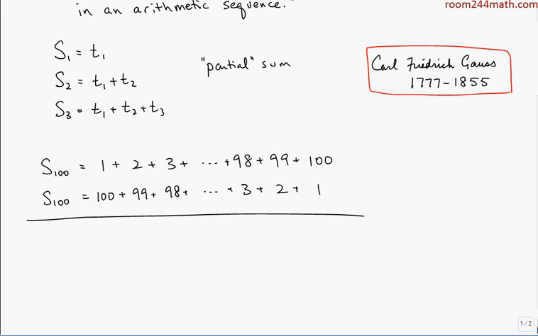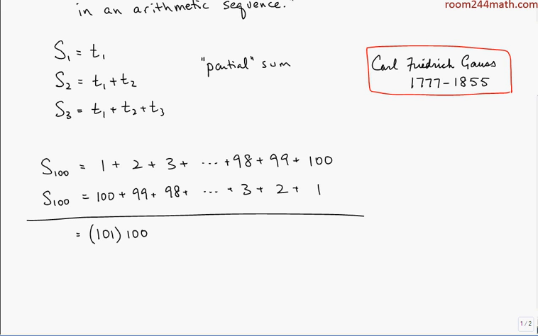The two first terms now add up to 101. The next two, 2 plus 99, add up to 101. And the next, 3 plus 98, add up to 101, all the way down the line. So in fact, we have 100 pairs of numbers that each add up to 101. And we know there's 100 because there's one pair for every number in the sequence. So you can see this will work regardless of whether you have an even or an odd number of terms.